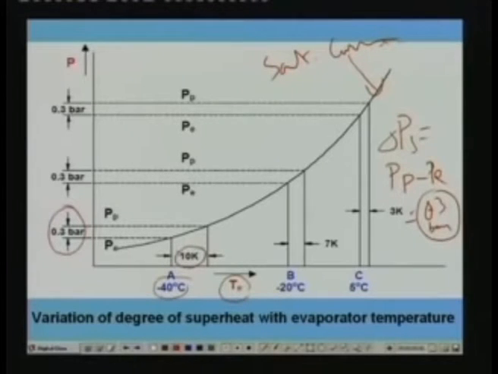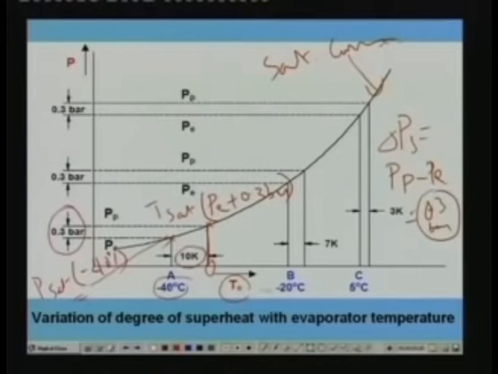How do you get this degree of superheating of 10 Kelvin? All that you have to do is find out this pressure. This pressure corresponds to the saturated pressure at minus 40 degrees centigrade. So you get some pressure value, and then you have to get this temperature. How do you get this temperature? This temperature is nothing but the saturation temperature at evaporator pressure PE plus 0.3 bar. So in one case you use the temperature to find the saturation pressure, and for finding the superheat temperature you have to use the pressure values and then find this temperature. So the degree of superheat is nothing but this temperature minus this temperature. So you find that at minus 40 degrees centigrade the degree of superheat is 10 Kelvin.